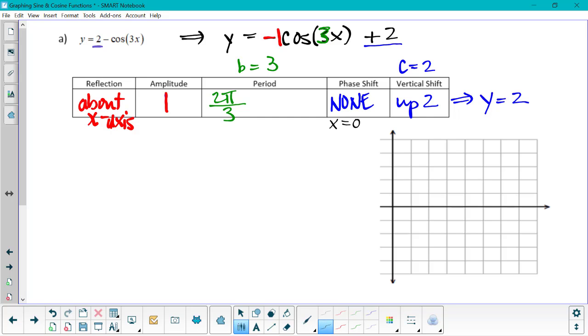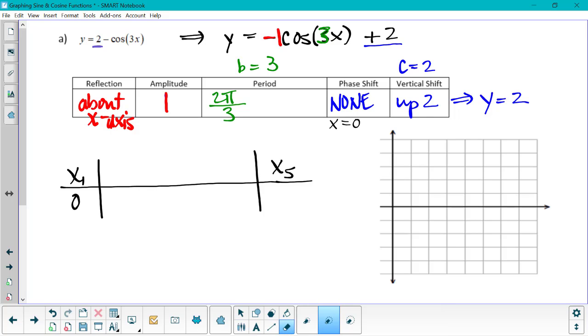All right, so what we need to do then is come up with the x coordinates of our 5 points. So we always start, our first x value is at the phase shift, which is 0. And I like to find the last x value, so I know I'm in good shape when I divide it up into the 4 equal parts. So the last would be 0 plus the period. The period is 2 pi over 3. So the ending point in my cycle will have an x value of 2 pi over 3.